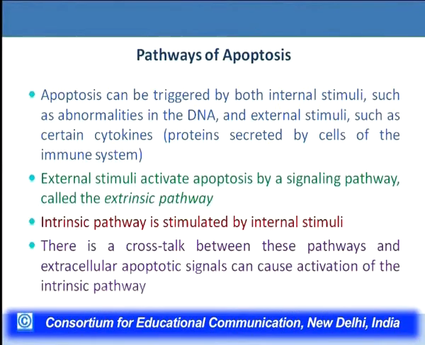Now, the pathways followed by this apoptotic mechanism are of two types, basically the extrinsic pathway and the intrinsic pathway. The intrinsic pathway depends on internal stimuli, whereas the extrinsic pathway depends on external stimuli which come to the cell. There occurs a crosstalk between the intrinsic and extrinsic pathways, but the end result is that the cell dies.